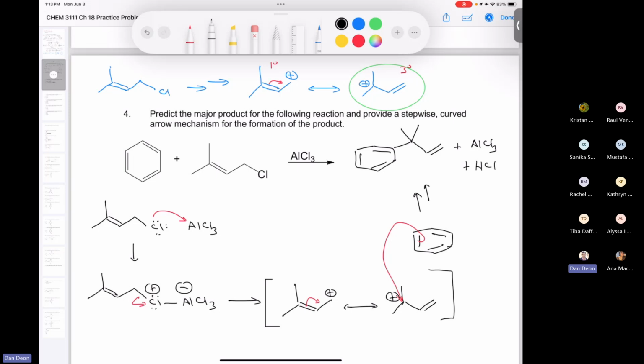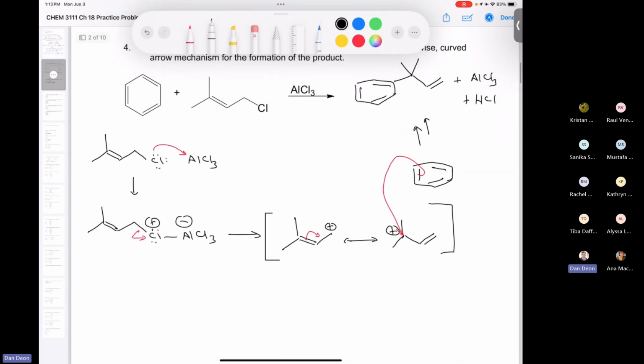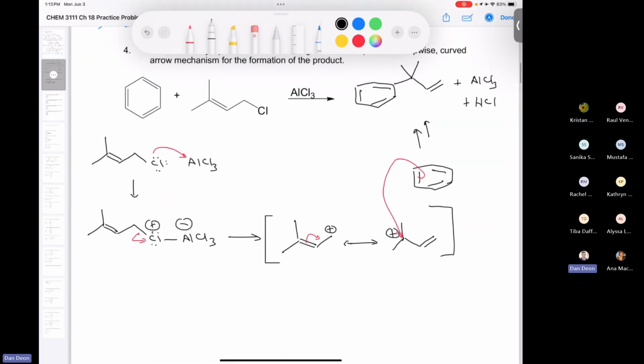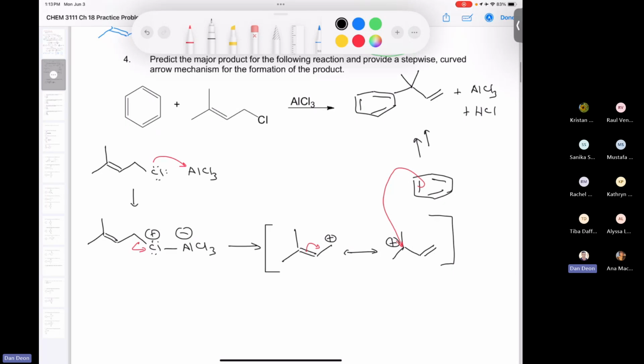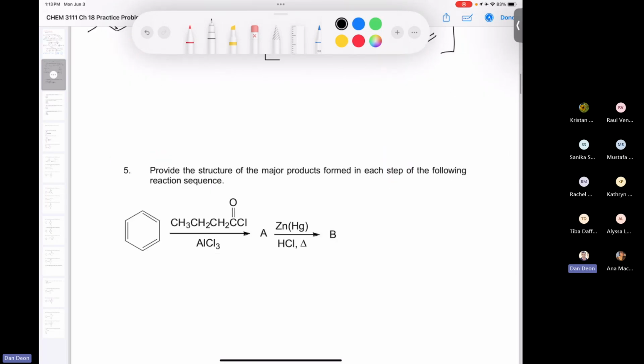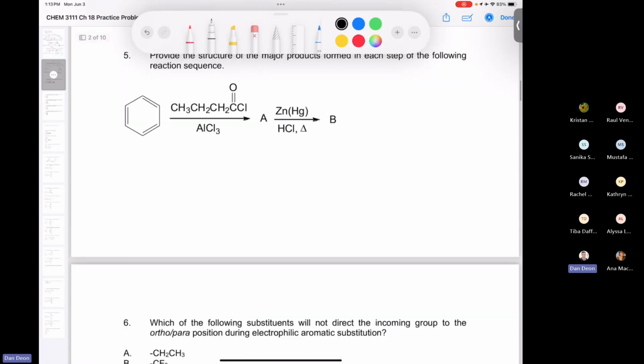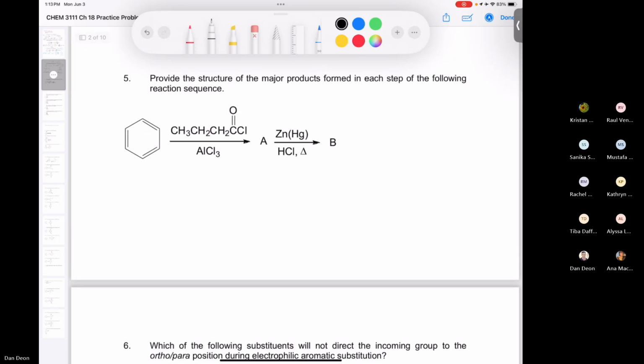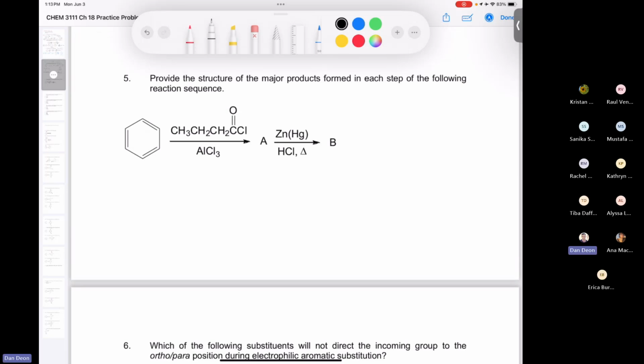All right. So there we go. So that's that one. Let's see here. Actually, I didn't even realize I had all this space. I might go back and redo this one when I post it to Canvas so I can put in the sigma complex. All right. The next one, provide the major products formed in each step of the following reaction sequence.